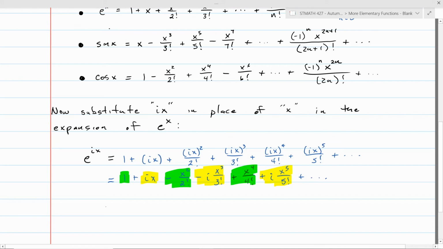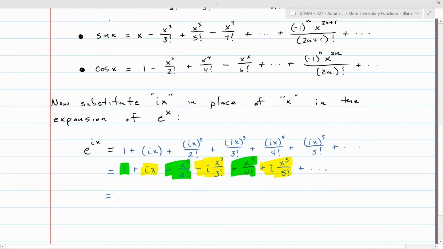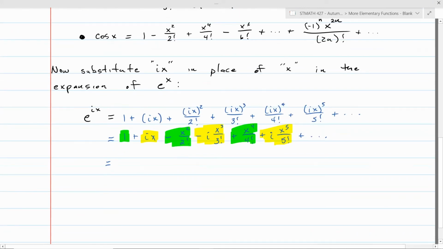So if you just group all the green terms together, which you can do because you have absolute convergence and these sort of things that allow you to get away with it, you can write this as 1 minus x squared over 2 factorial plus x to the fourth over 4 factorial. And then, of course, the next term after that would be x to the sixth over 6 factorial. It'll be a minus, though. And so on.